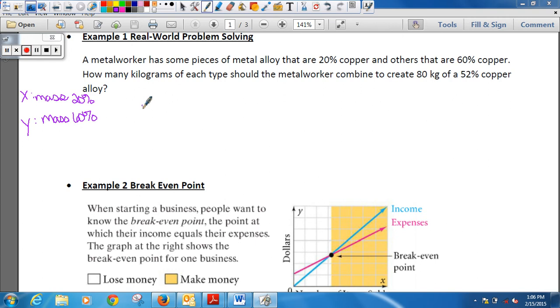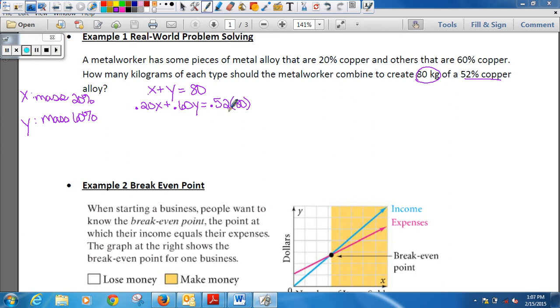Okay, now I can go ahead and write our equation. It says how many kilograms of each type should the metal worker combine to create 80 kilograms. So together their masses are going to be 80 kilograms. So X plus Y has to give me a mass of 80. The second part says I want it to have 52% copper alloy. So remember, X is my 20% plus my 60% is going to give me 52% of the total. Remember, the total was 80.